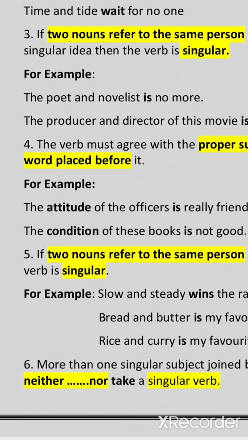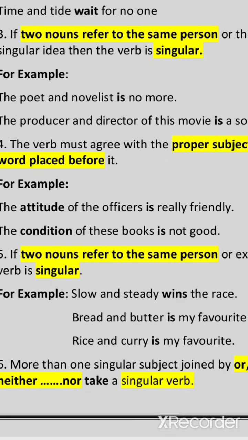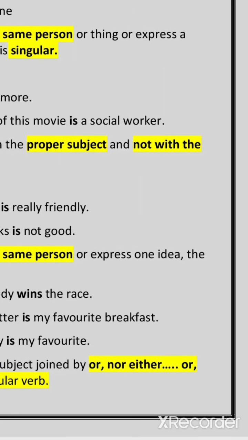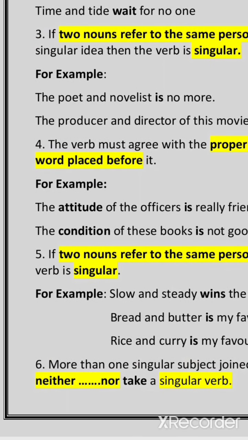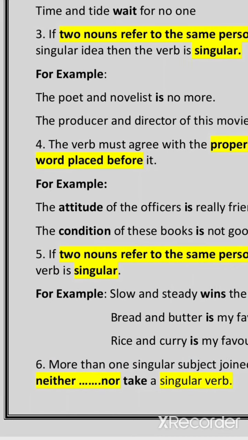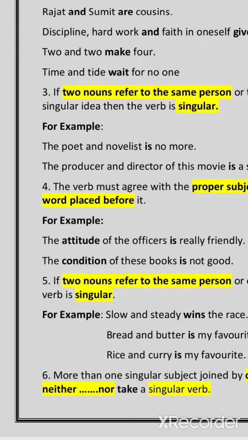Now moving ahead to rule number 4: the verb must agree with the proper subject and not with the word placed before it. Children, sometimes we get confused, and we use the verb according to the nearby word. We should be very careful while using it. The verb must agree with the proper subject.